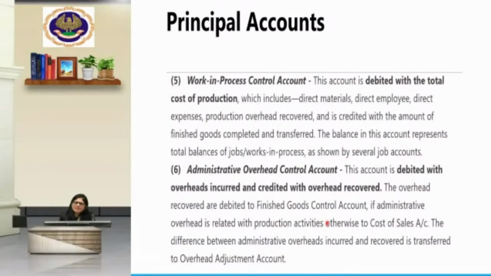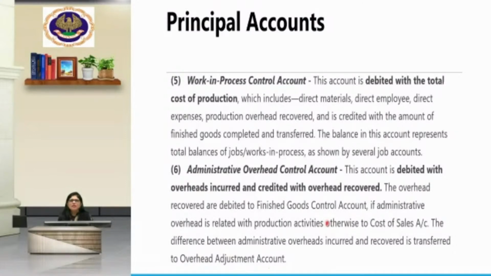Then the work in process control account. I told you this is the production account. It will be debited with the total cost of production: direct material, direct labor, direct expenses, indirect expenses, production overhead expense. Clear? The admin will be transferred to finished goods. The selling and distribution will be transferred to cost of sales. So all the three overheads will be absorbed to three different accounts.